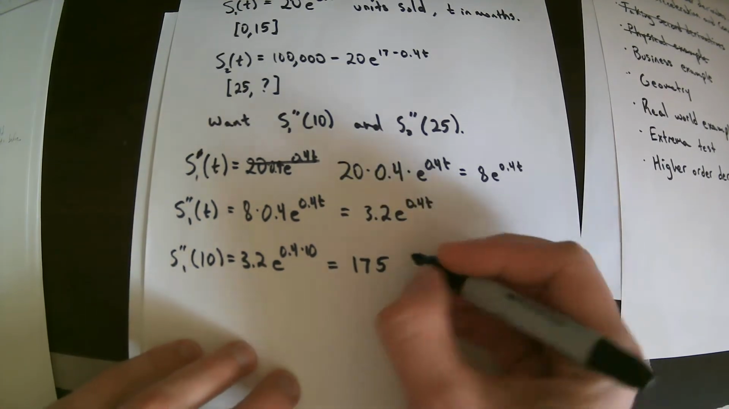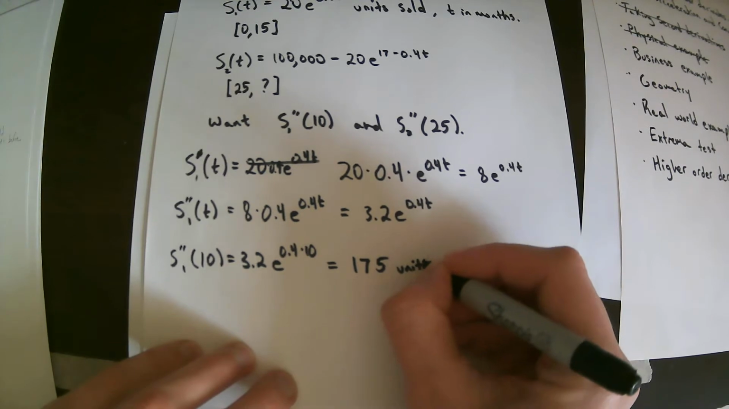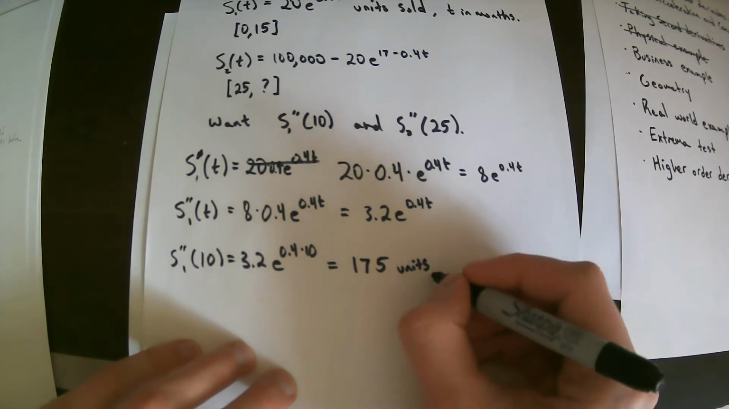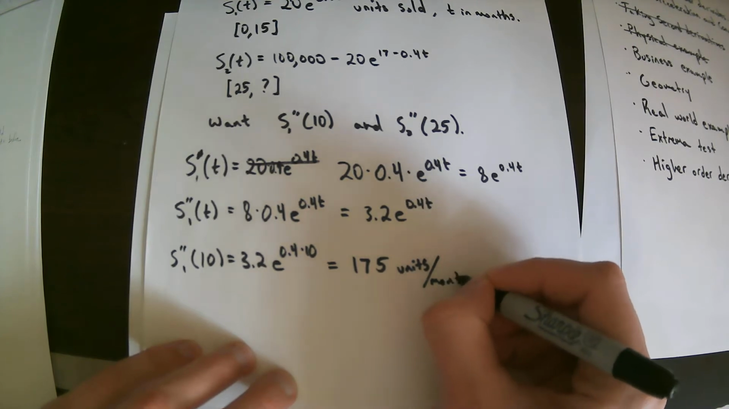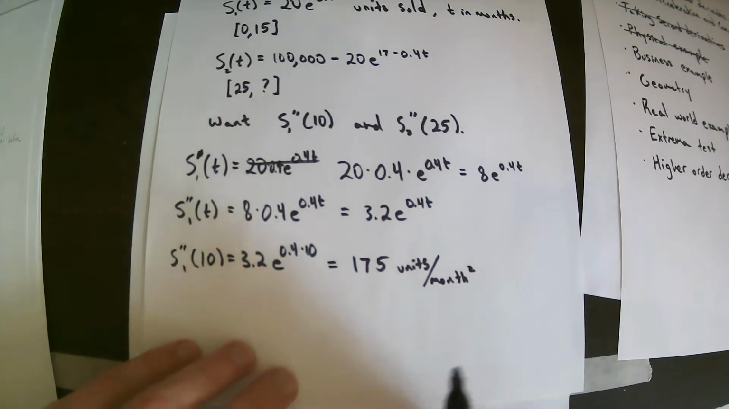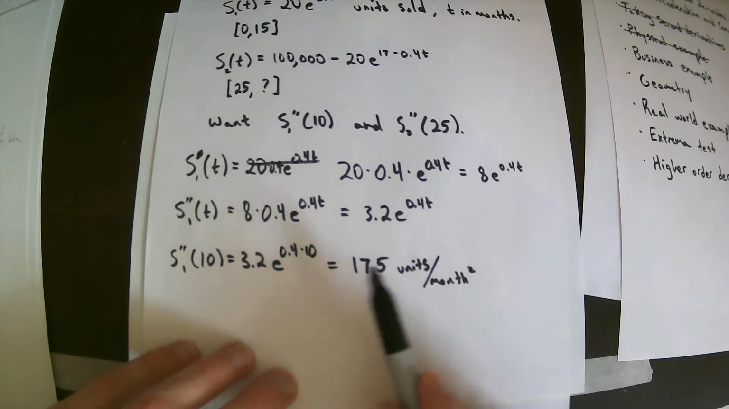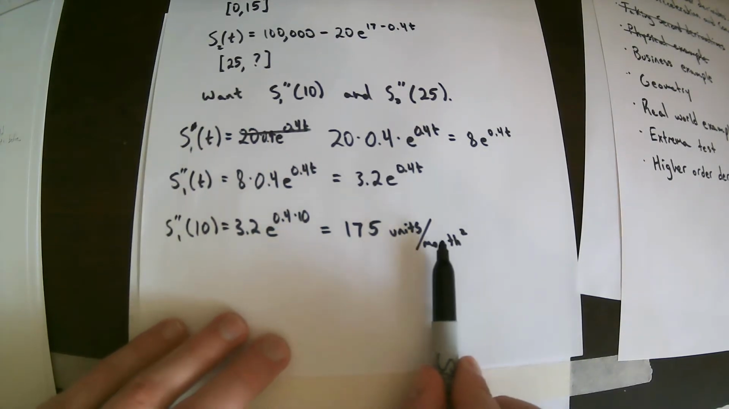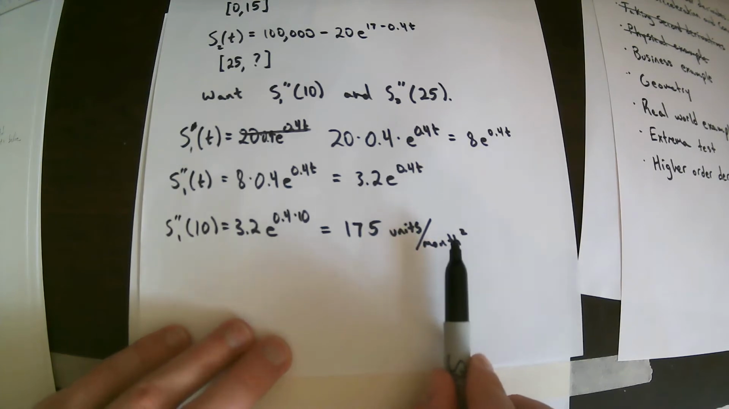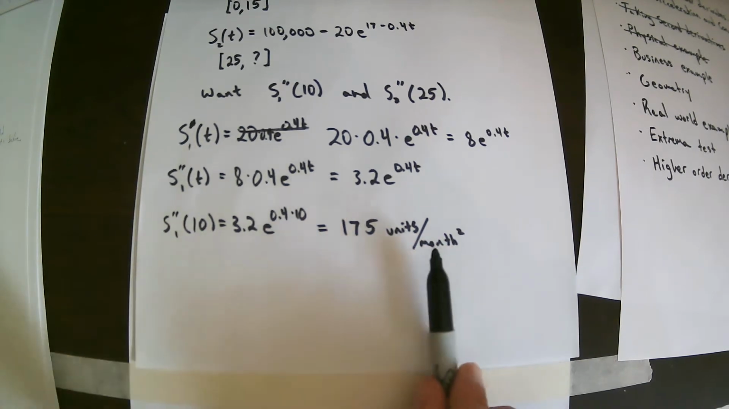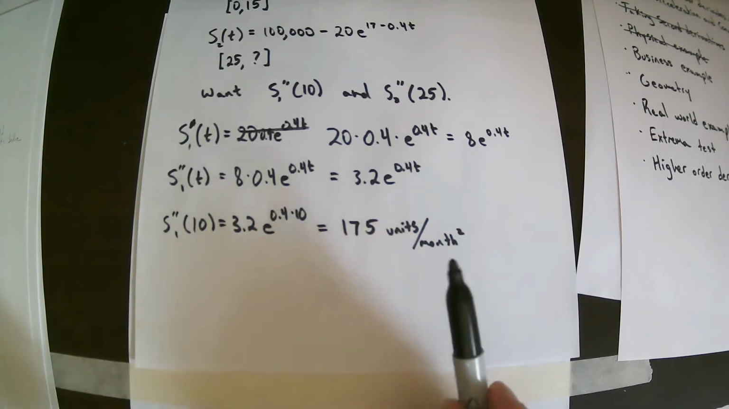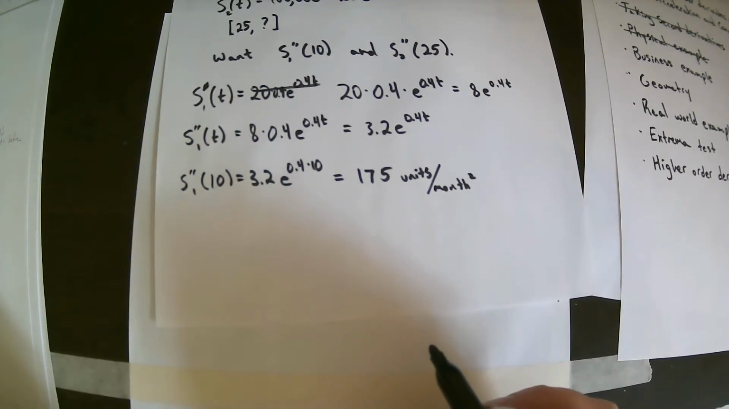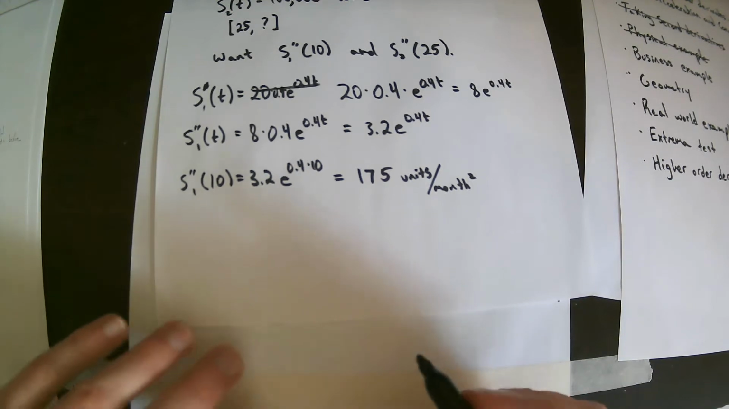175 units sold, not per month, but per month squared. Because remember, acceleration is measured, in this case not as a distance but as number of items over time, time squared. In this case the time is in months. This means, what does this mean? The question asks us to interpret this.